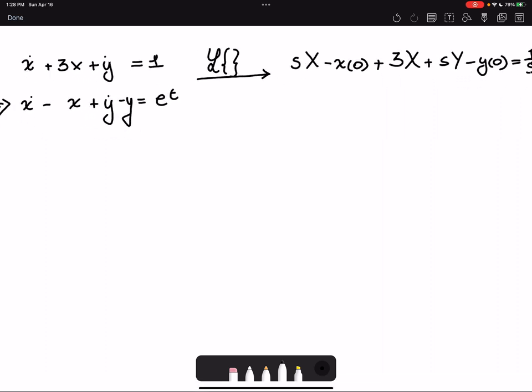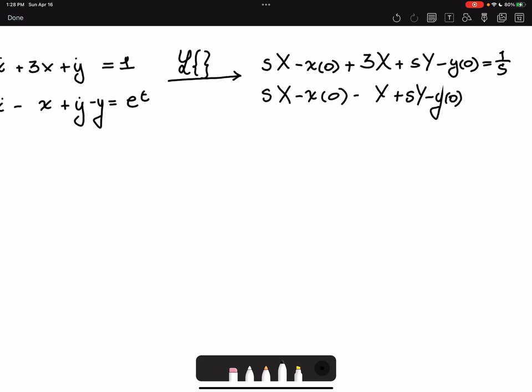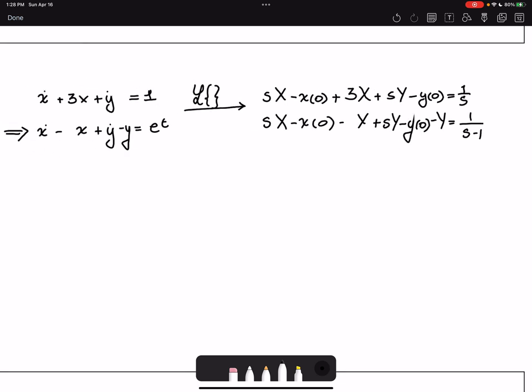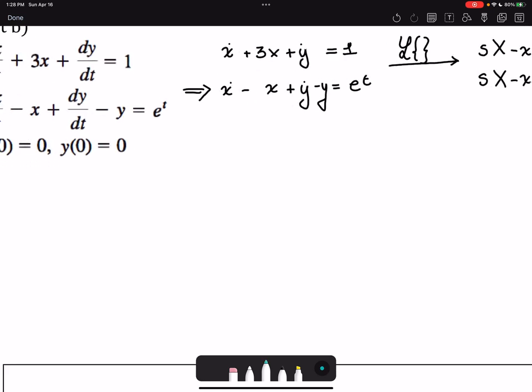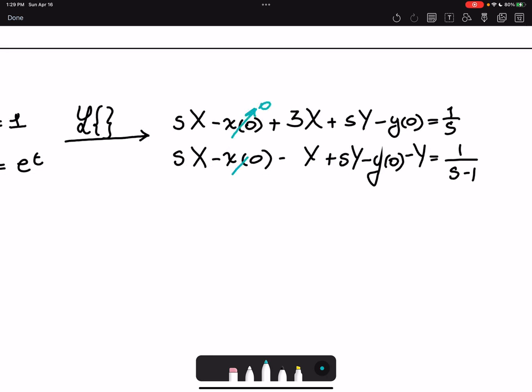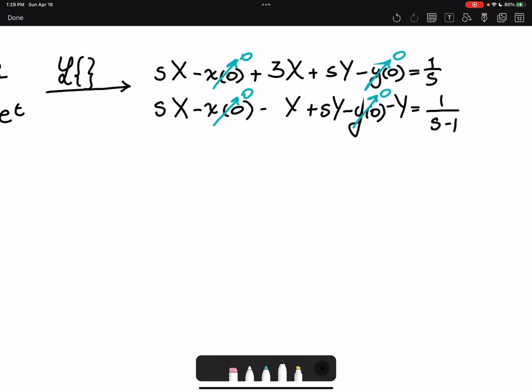Now we want to do the same thing to the bottom. So we get sX minus x of 0 minus big X plus sY minus y of 0 minus big Y equal to, well, this becomes 1 over s minus 1 because I remember from the table. Now, let's look at the initial conditions. So we have this initial condition and this. So right here, we get that this is 0 and that this is 0 as well. So now we can rewrite everything.